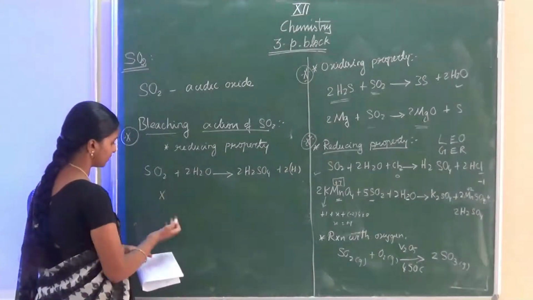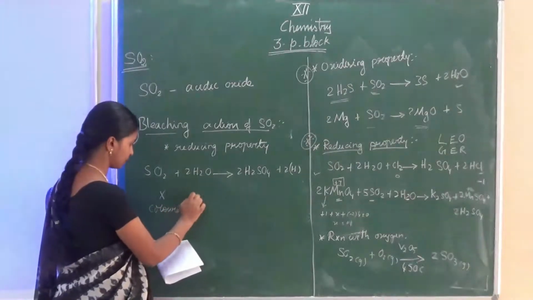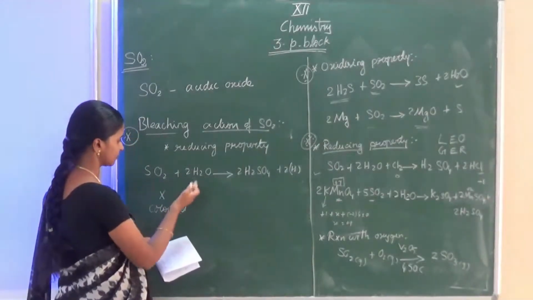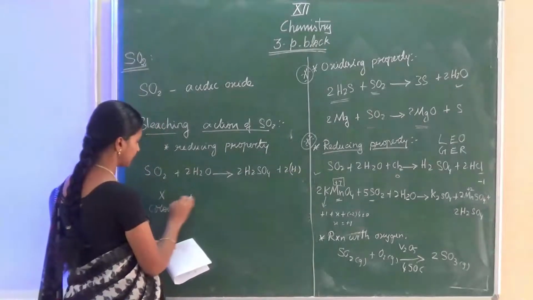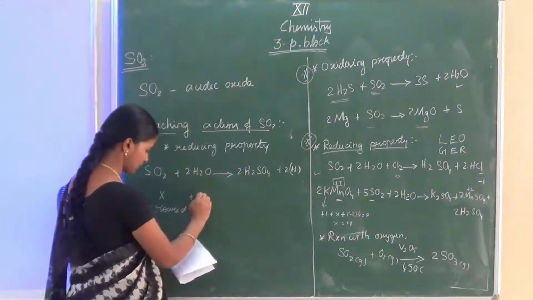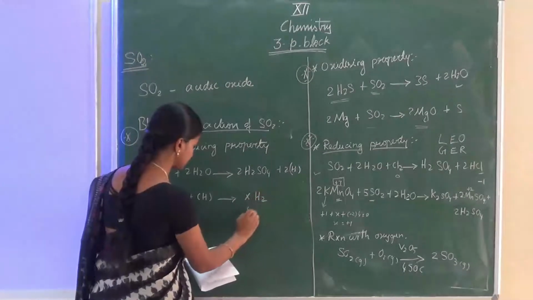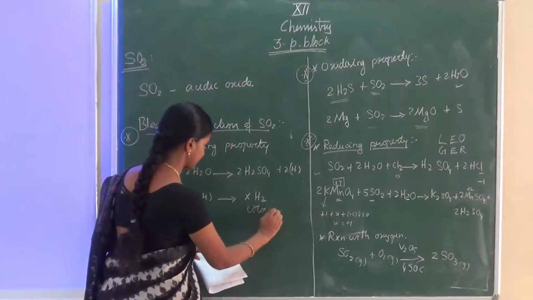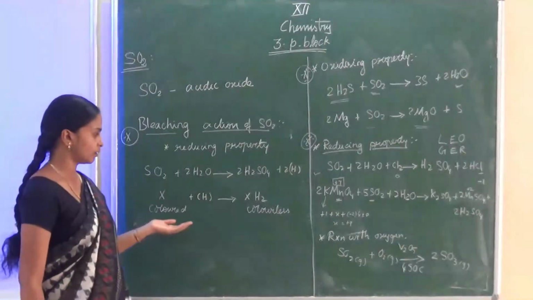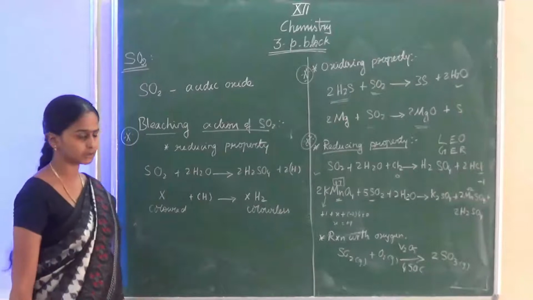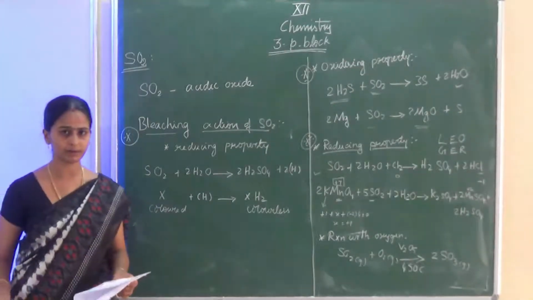So whatever may be the colored compound, X colored compound, when we treat it with the sulfur dioxide and water, it produces the 2 hydrogen. This 2 hydrogen will react with this colored compound, and it will become XH2, which is colorless. But when we keep it in the open phase, again we will get the original color. Okay, we can see this one in the video now.